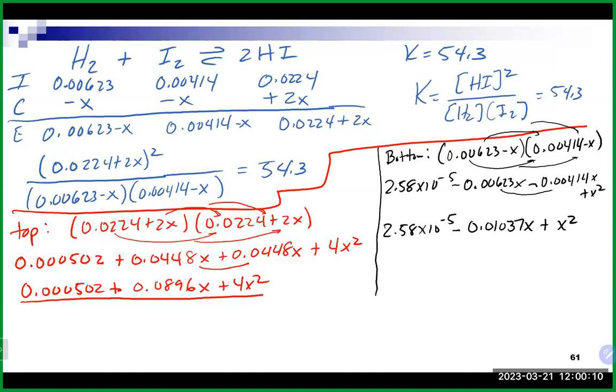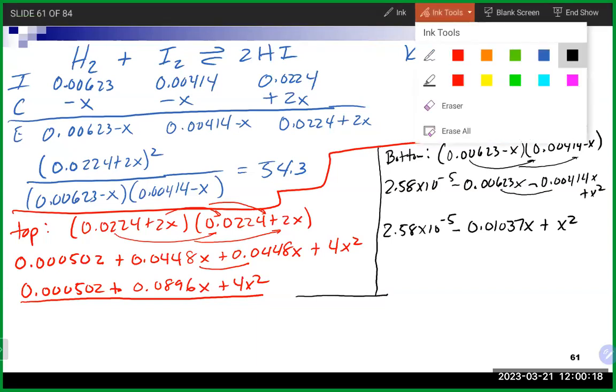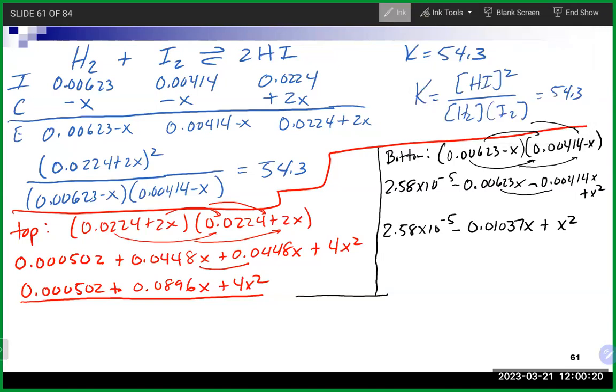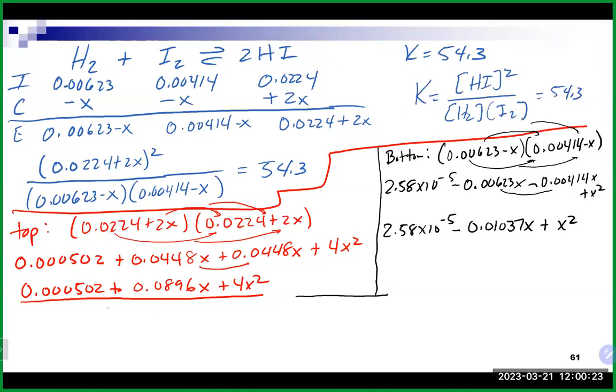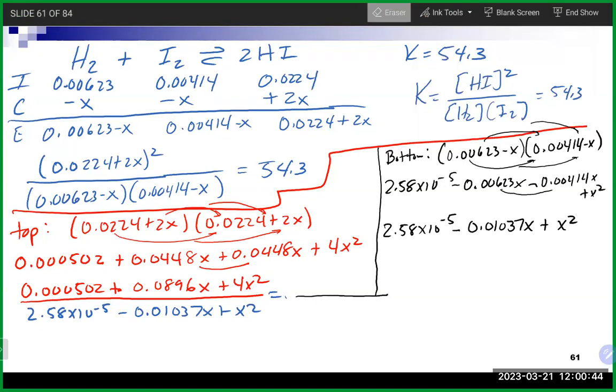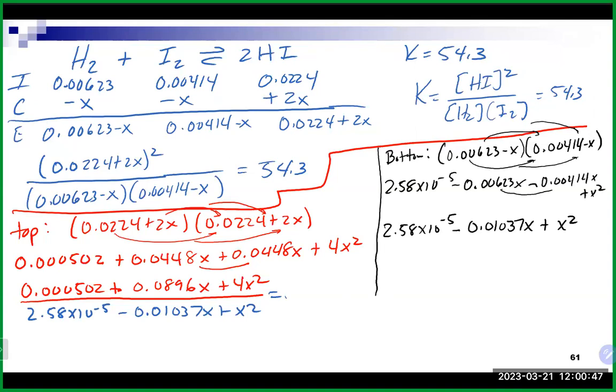So now I got my top part, I got my bottom part, and we'll put it back together here for just a second. If we do that, up on top will be this guy, so I'll just leave it there. And then on the bottom here, we'll have our 2.58 times 10 to the minus 5 minus 0.01037x plus x squared, and that will equal our 54.3. Just kind of borrowing that, so let's rewrite it there.